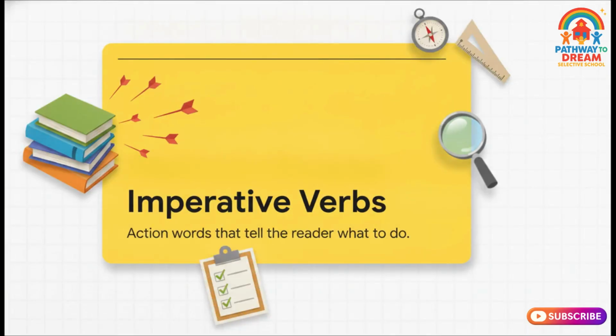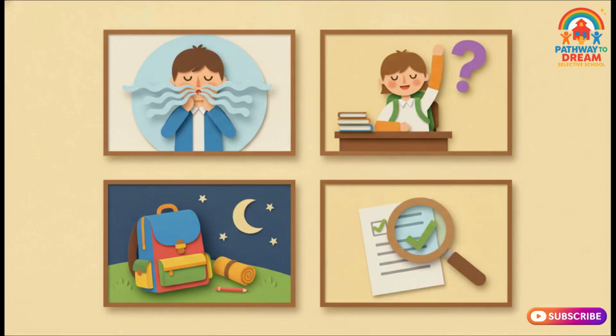Next, you absolutely need command verbs. You might know them as imperative verbs. These are the action words that tell the reader exactly what to do. Words like try, remember, ask, check, or practice. To make instructions crystal clear, you want to drop these right at the beginning of the sentence. Think about how punchy these sound. Take a deep breath. Ask for help if you need it. Pack your bag the night before.